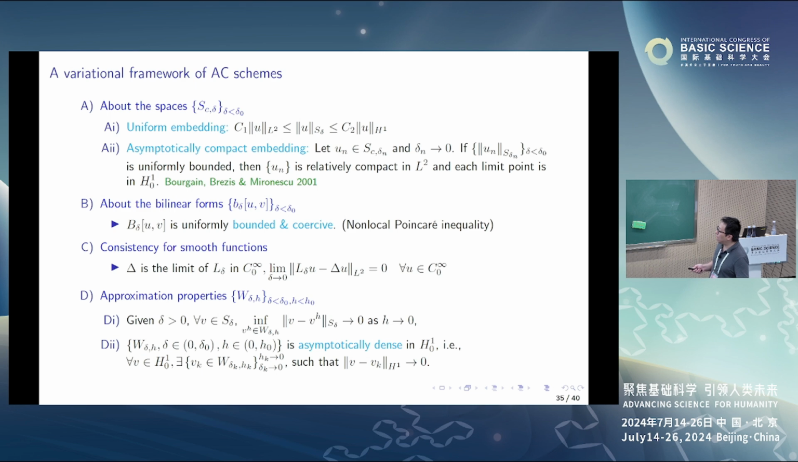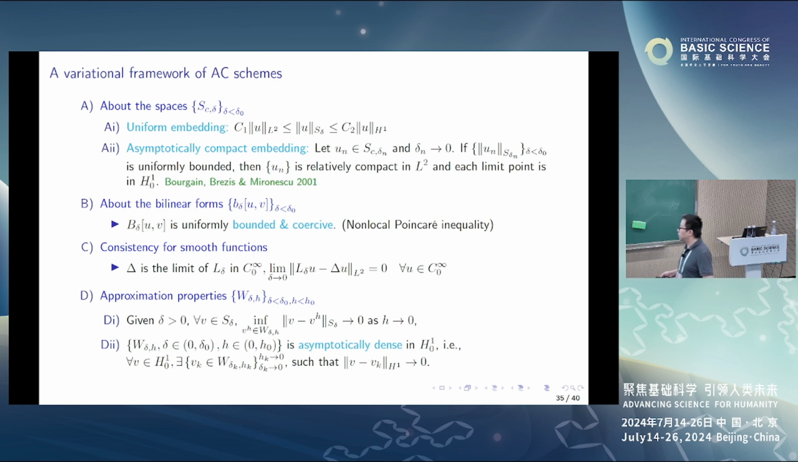And we need to also check the consistency of smooth functions. So that means if U is a smooth function, then you apply the nonlocal operator on it, and this will converge to Laplace U if delta goes to 0, strongly in the L2 sense. And this is guaranteed by Taylor's expansion and the definition of L delta if you choose a correct scaling. Besides that, the most important part is to check the approximation property of the finite dimensional subspace. First of all, if you fix the delta, then when H goes to 0, your finite dimensional space will approximate the energy space, okay? That is a usual assumption.